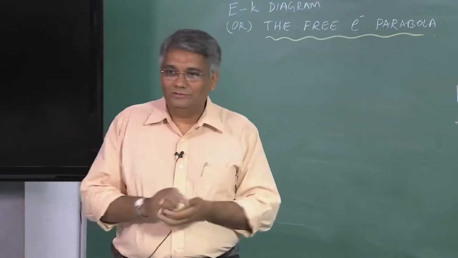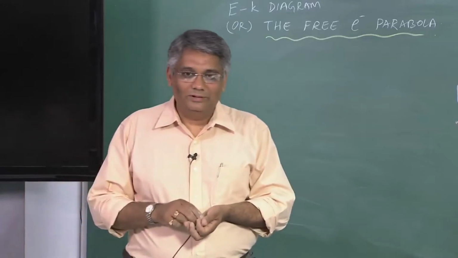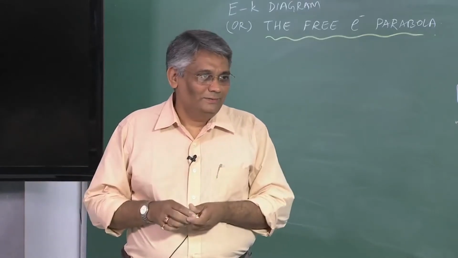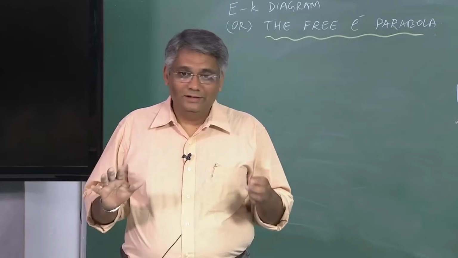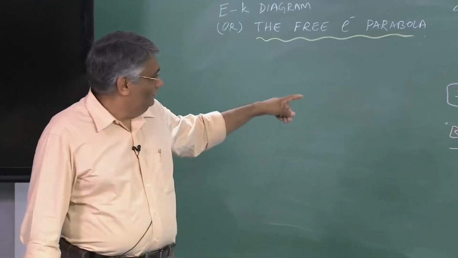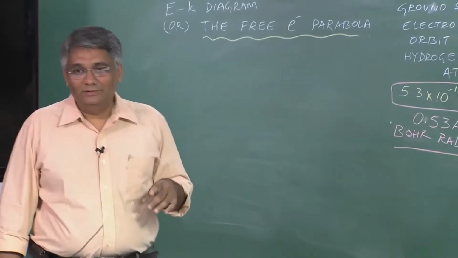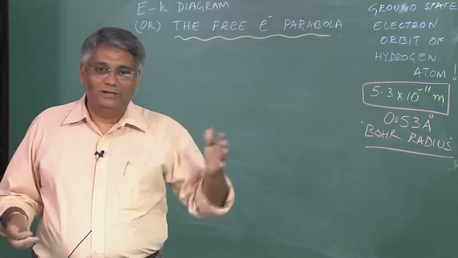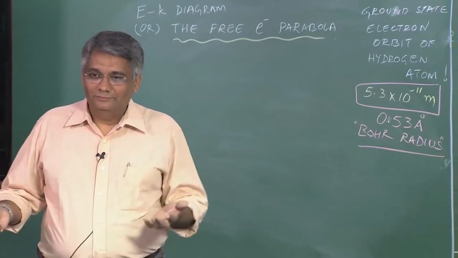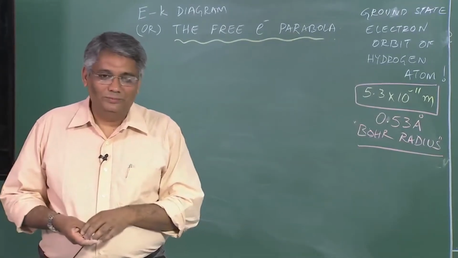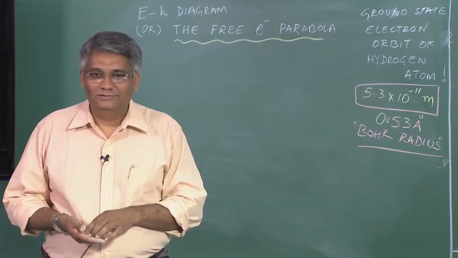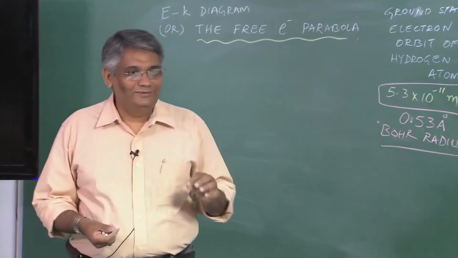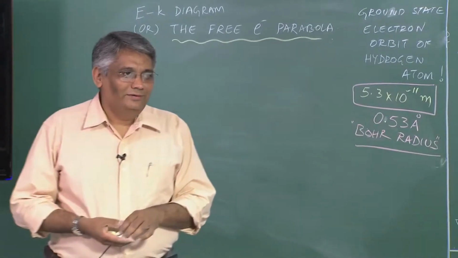The expectation value, the term that you come across in quantum mechanics, is exactly this. There is nothing like exact, especially when you have an order of 10 raised to minus 11 meters, 0.53 angstroms. But for all practical purposes, you can take that value and use it for calculations. That's no problem. Where do we use the Bohr radius? Again, this value plays a very important role.